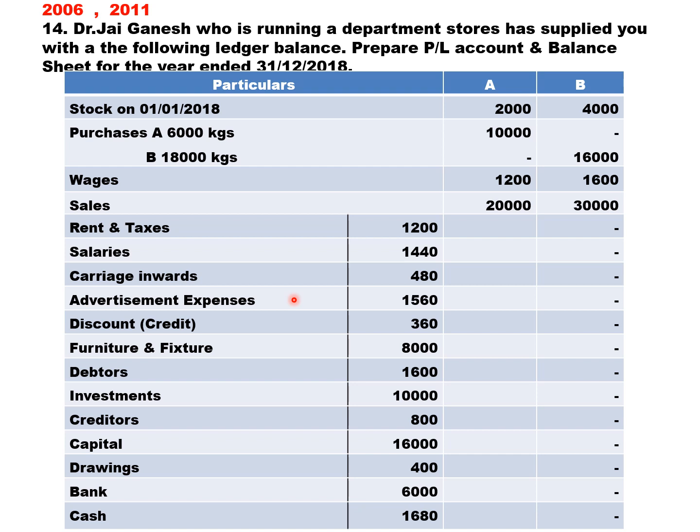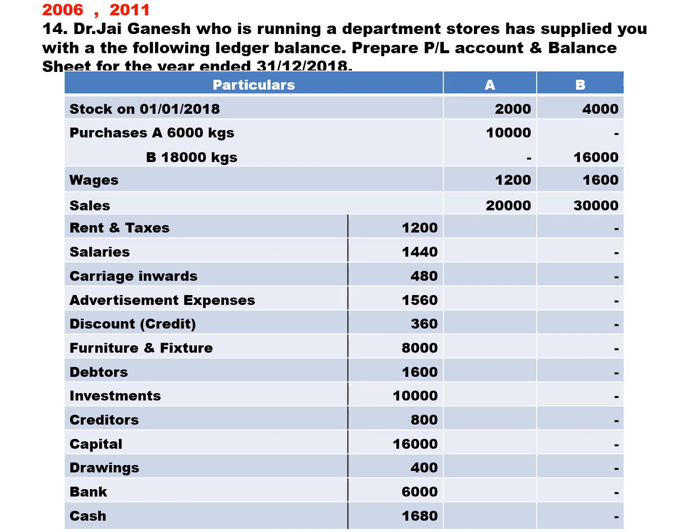Advertisement expenses to be distributed on the basis of sales ratio. Discount in brackets, credit, means it is discount received, to be distributed in purchase ratio. Furniture and fixtures will come in the balance sheet, debtors, investment, creditors, capital, drawings, bank and cash, which is an asset, all will come in the balance sheet.